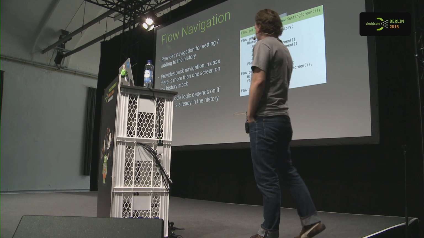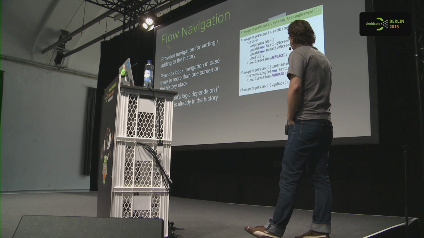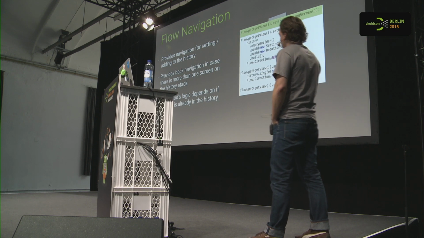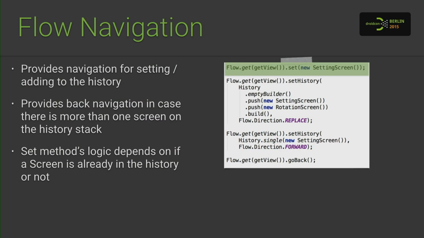So next up, flow navigation. It's actually pretty simple. There aren't that many methods anymore. It used to be a bit more complex, but they cleaned this up in the latest release. So there's really only a set method and a set history and a go back. The set method, so this is the first line, set new settings screen.